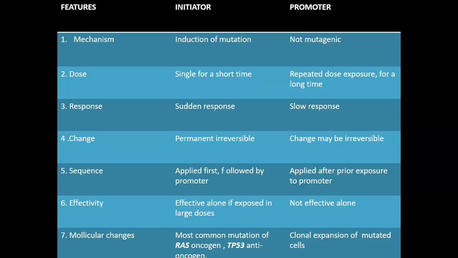There is a difference between the promoter and initiator. The first one is the mechanism. In the initiator, there is an induction of mutation, while in the promoter, there is no mutagenic action. Number two, dose. In the initiator, there is a single dose for a short time, while in the promoter, repeated exposure for a long time is required. Number three is the response. In the initiator, there is a sudden response, while in the promoter, there is a slow response.